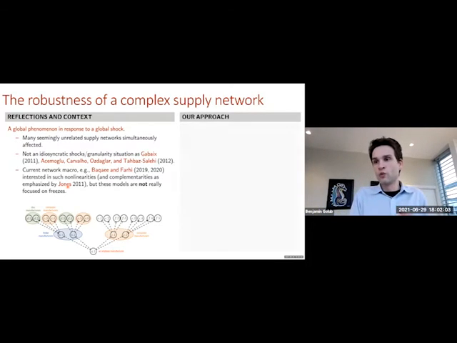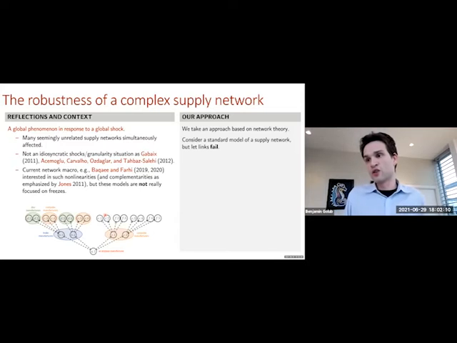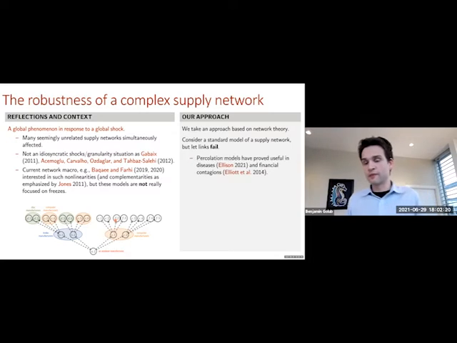We're going to be taking an approach that's based on network theory, and that's going to really focus on the details of failures. So we're going to consider a fairly standard reduced form model of a supply network, but we're going to let links fail, just disappear, not work. This is called a percolation model. You can write a disease transmission model as a percolation model. So you have a network of links that are supposed to be working, but then some of them get knocked out and they're not working.